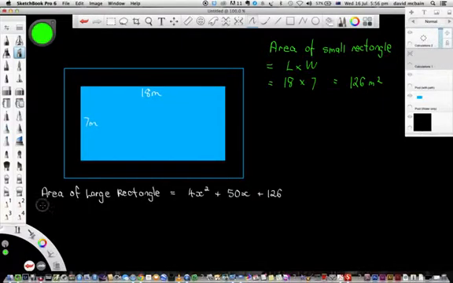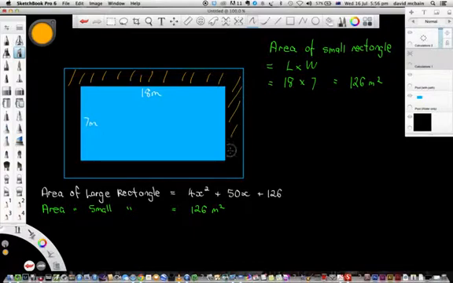So now we know the area of the small rectangle is equal to 126 meters squared. The area of the large rectangle was this expression. Well, remember we said that the area we actually want is this region around the outside, this orange region. And to work out this area around the outside, we simply need to subtract the area of the water from the area of the large rectangle.